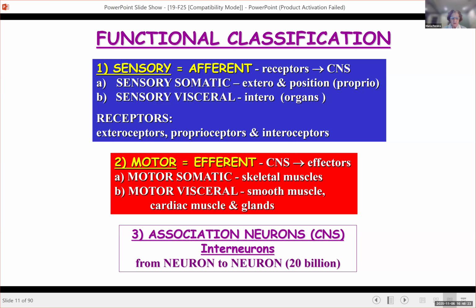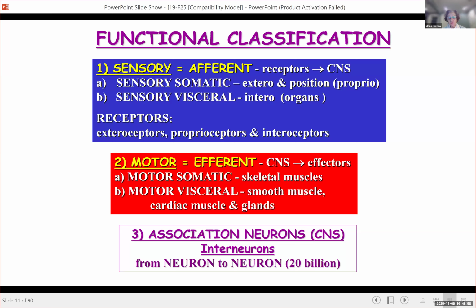Then the motor neurons are those that carry the efferent message, going from the central nervous system out to the effectors. And what are the effectors? They're skeletal muscle, that would be the motor somatic neurons, or smooth muscle, cardiac muscle, and glands. And those would be the visceral. These would be autonomic. The somatic are voluntary. The visceral are autonomic. And then you have the association neurons or interneurons.